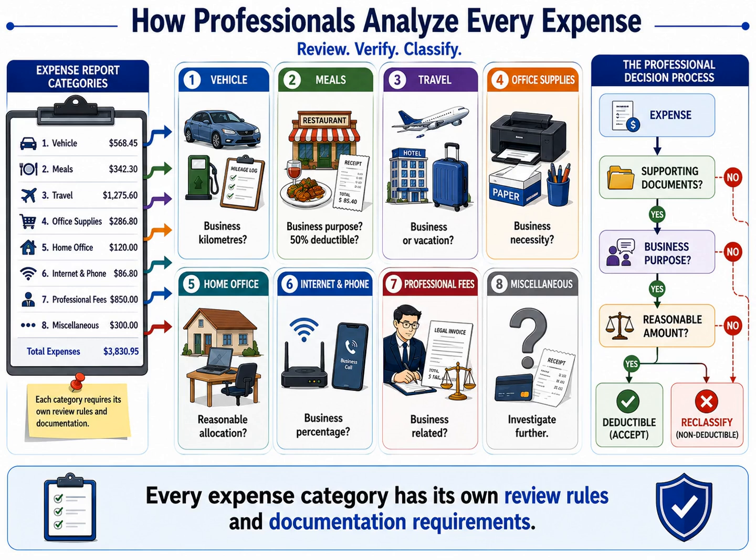Once the expense report has been collected and the supporting documents are available, the next step is to analyze each expense category individually. This is an important stage because every type of expense has its own tax rules, documentation requirements, and potential risks. Let's begin with vehicle expenses.